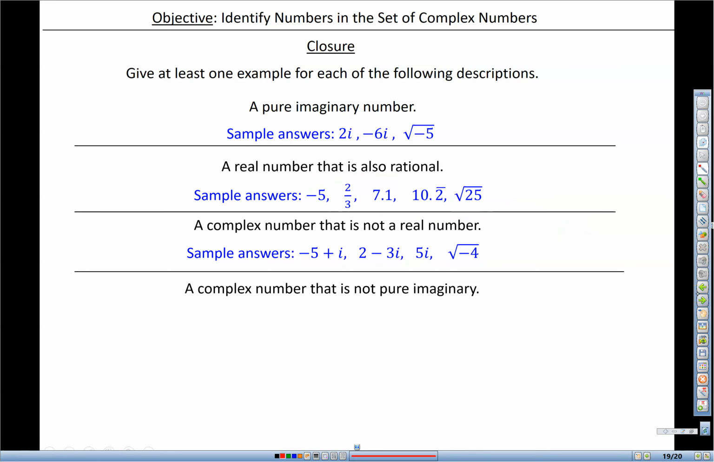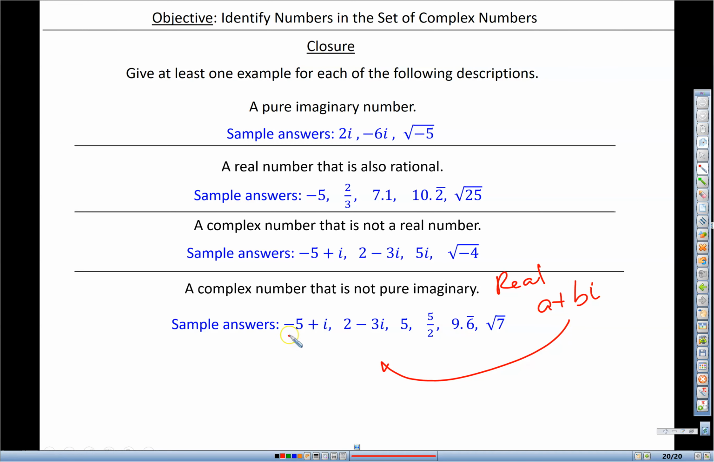All right, now how about a complex number that is not pure imaginary? Try that one. Let's take a look at some samples. So, complex numbers but not pure imaginary. You could choose anything that is real, rational or irrational, or you could choose an a plus bi form complex number, like -5 plus i or 2 minus 3i.